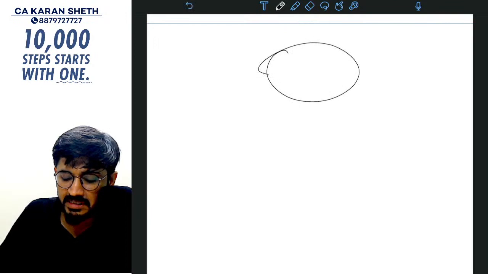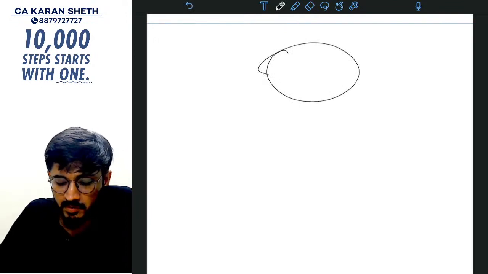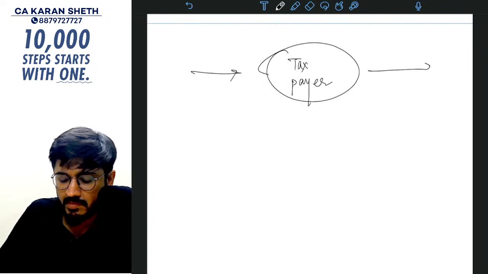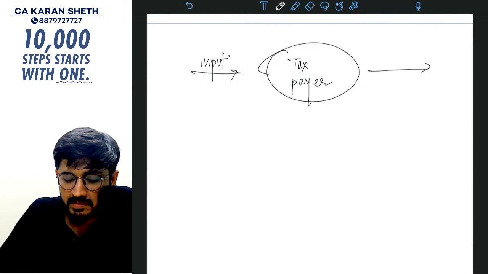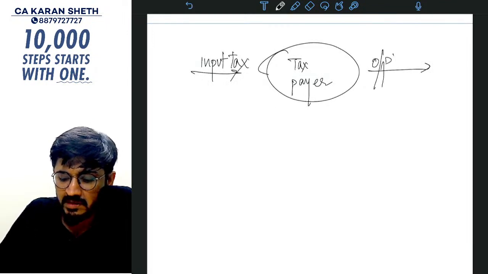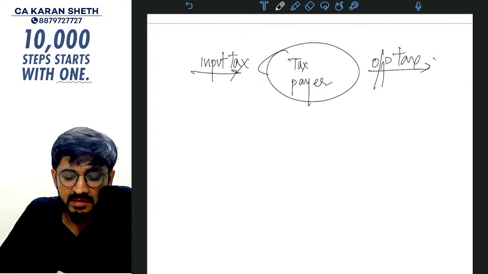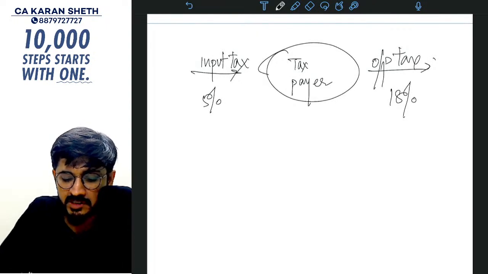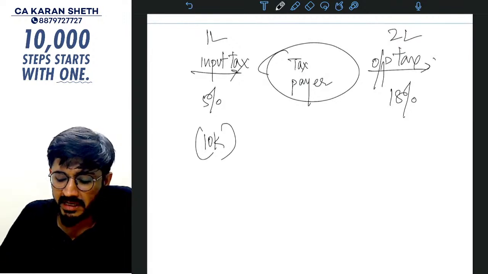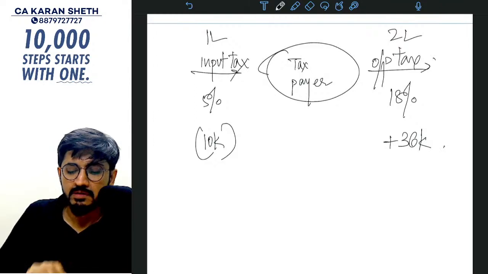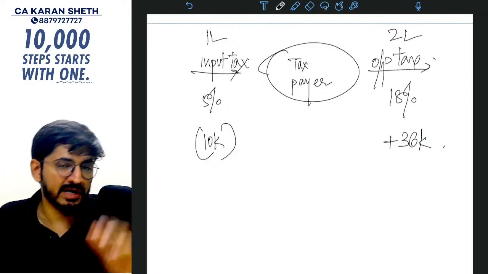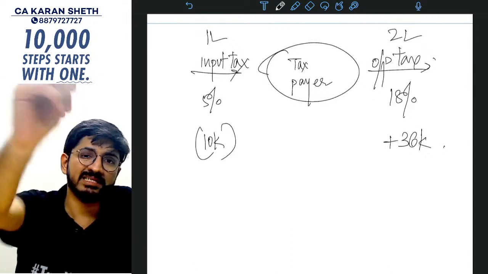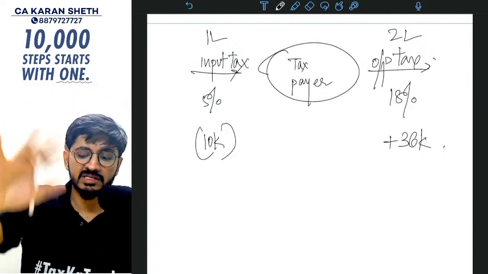Okay, so for example, if I am a taxpayer, this is my input tax, this is my output tax. So generally what happens is that this will be subject to 5% and this will be subject to, let's say, 18%. So I have purchased 1 lakh worth, I will sell it at 2. So my input tax credit is 10,000 and my output tax is, let's say, 36,000. So 10,000 is going out of my pocket. I have received 36,000. I will keep 10 with me and 26 I will pay to government. That's how things pan out.